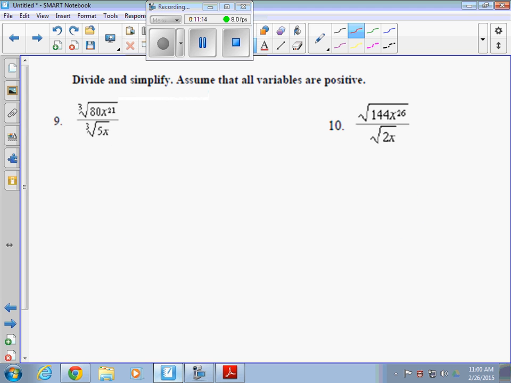Okay, we're going to do the same thing with these, except there are variables put in there. So 80 divided by 5: 5 goes into 8 one time, and there's 3 left over. 5 goes into 30 6 times. So it's going to be the cube root of 16, but you have x to the 21st power divided by x to the first power. You subtract exponents. So instead of dividing like we did with 80 and 5, you're going to do x to the 21 minus 1, which is x to the 20th power.